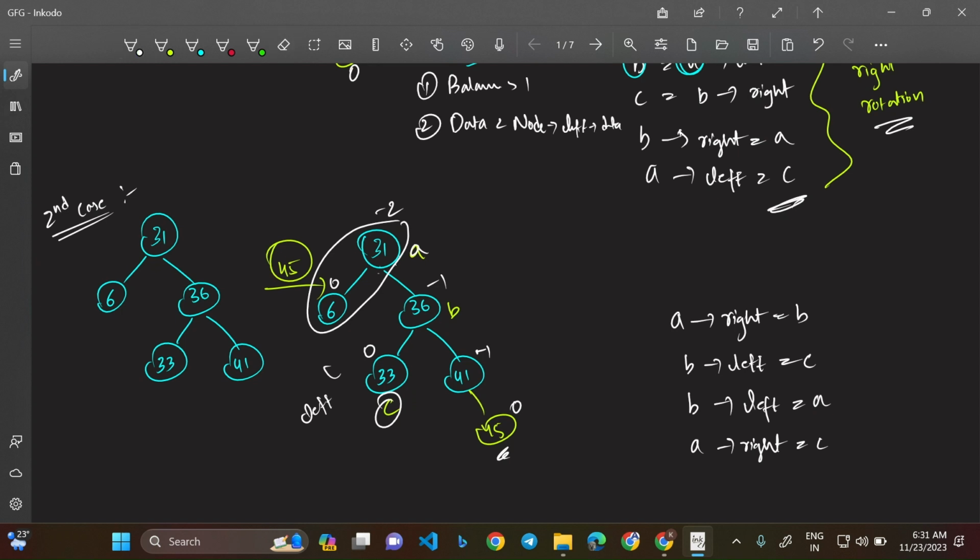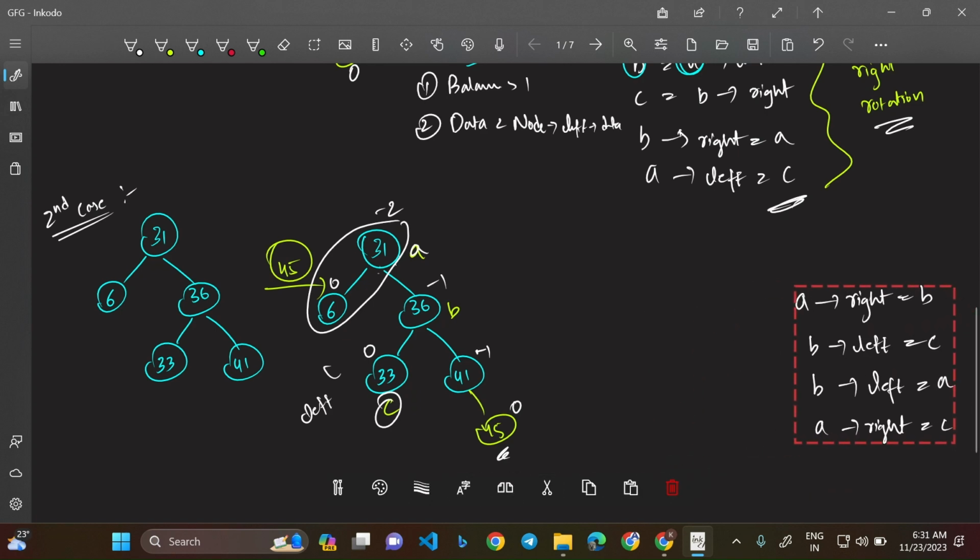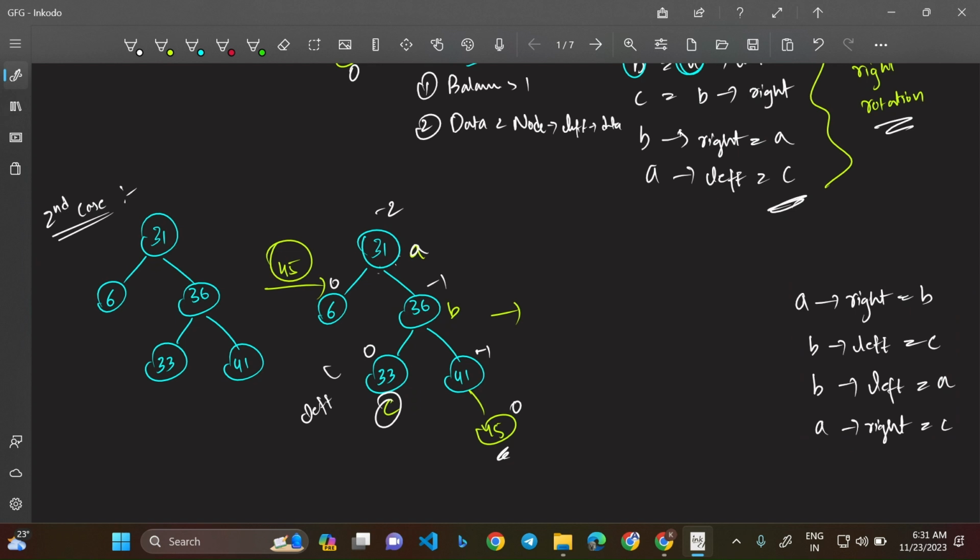So now let us write that. I'll just cut it off first. I'll be putting it here. And now if I do the modification that I'm telling till now, I'll be getting this: 36, and to the left we have 31, to the left of that we have 6, to the right of 31 we have 33, and to the right of 36 we have 41, and to the right side of 41 we have 45. Great. So this is what I'm telling.